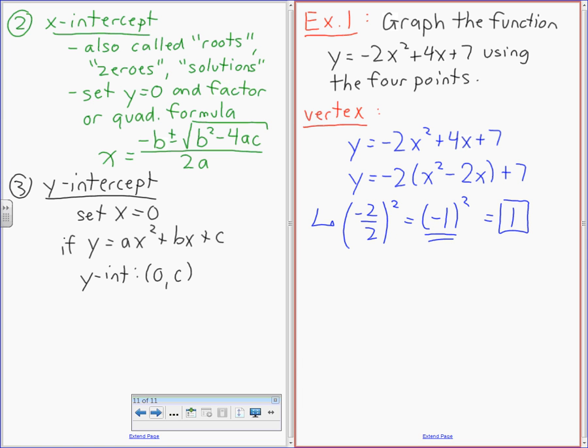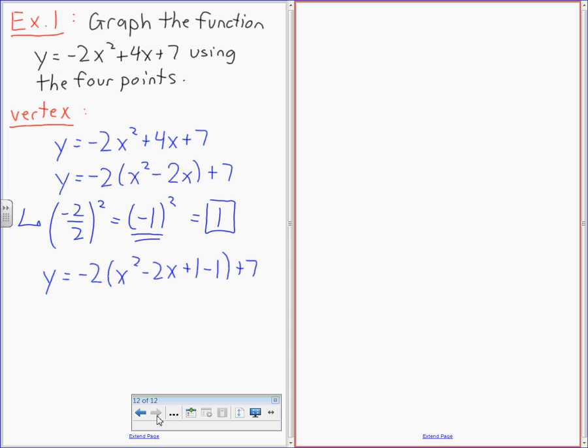All right, Marissa, what happens now, please? Okay. We're going to plus and minus it. Great. All right, Luke, what did you do now, please? You take the negative 1 by multiplying it. Okay. So y equals negative 2 times x squared minus 2x plus 1. Change to plus 2, right? Plus 7, is that right?